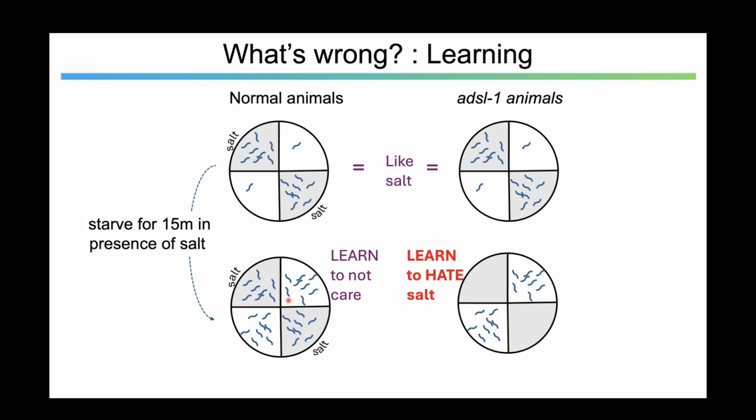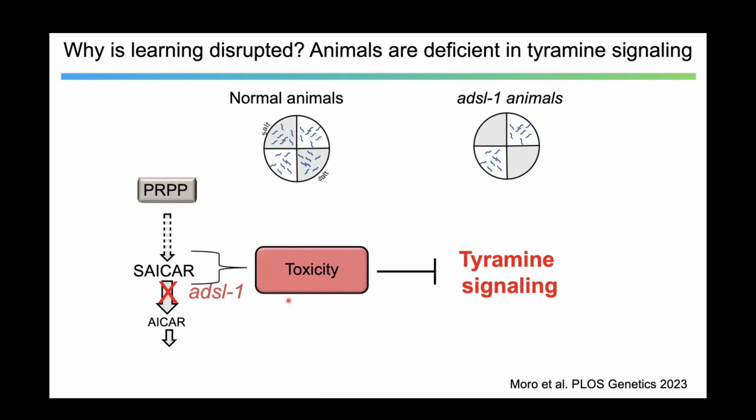Okay. So we actually have published this story, so I'm not going to go into a whole lot of detail. We know it's because of SAICAR toxicity that this happens, and we have found out that this is because of a lack of a molecule called tyramine that acts as a neuromodulator.